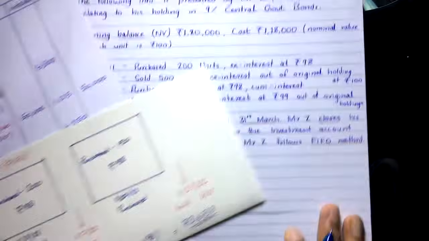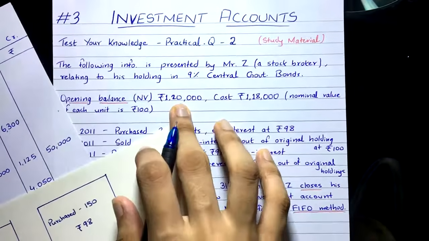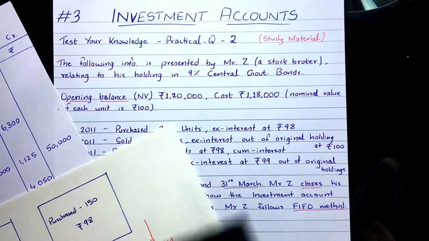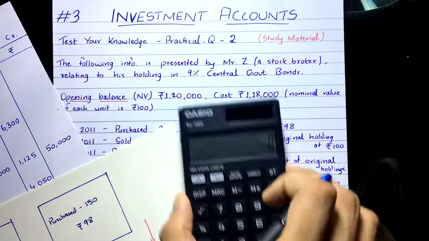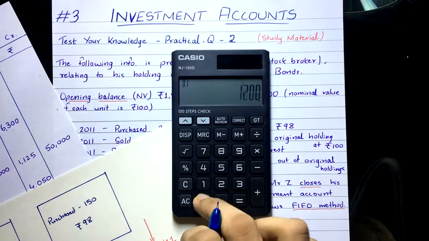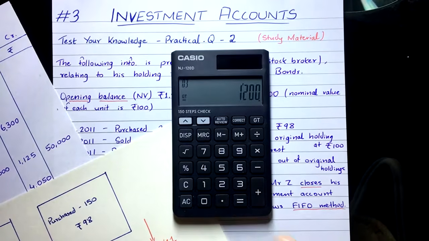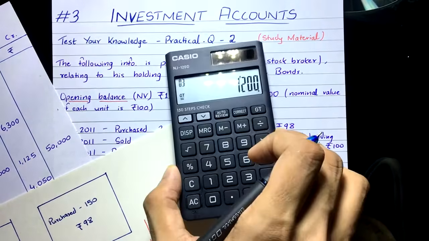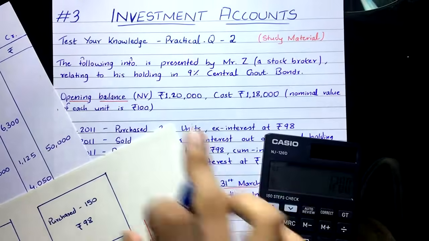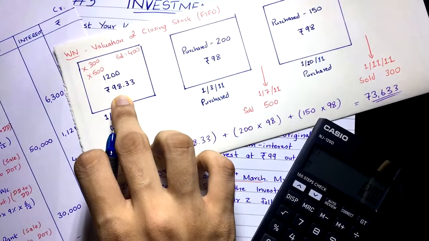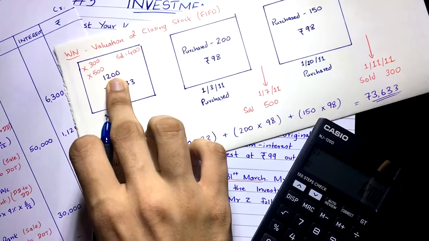See, it's very simple. What you have to do, opening balance face value is given as 1,20,000, and the face value of each bond is 100. Just divide those two, 1,20,000 divided by 100, you get the quantity of the opening balance, 1,200 bonds, right? And then you need the x interest price. So how did I get this 98.33 as the x interest price of these 1,200 quantity?